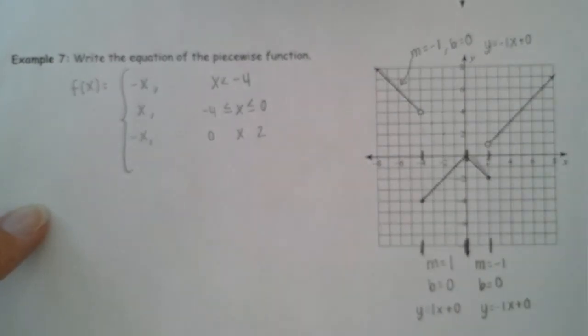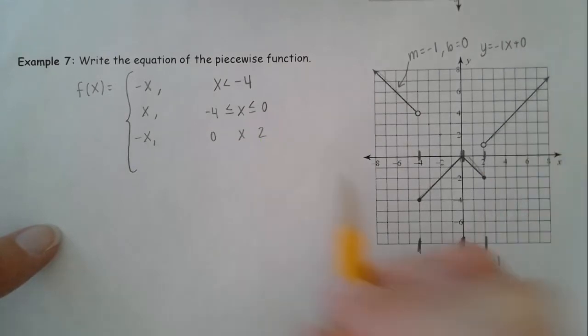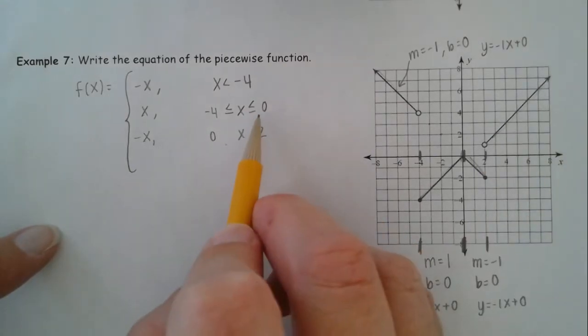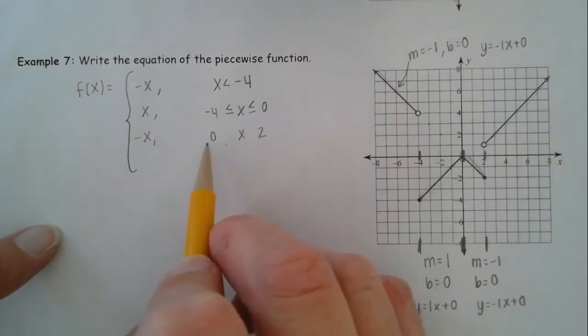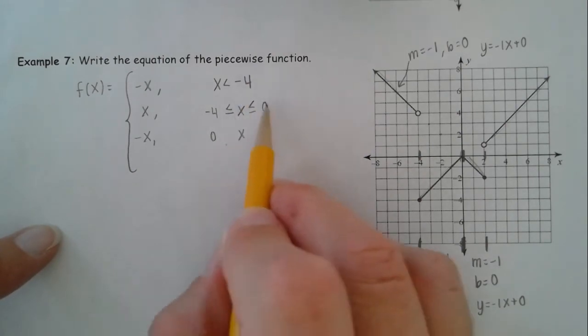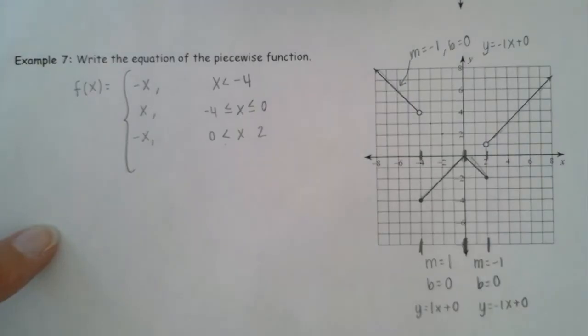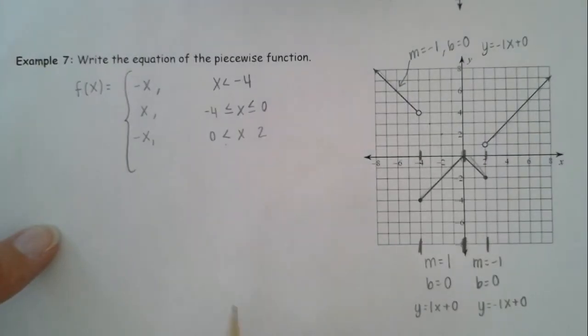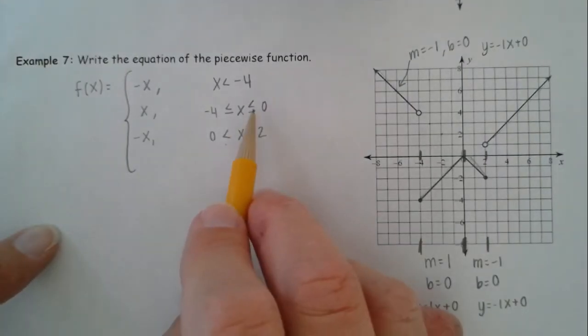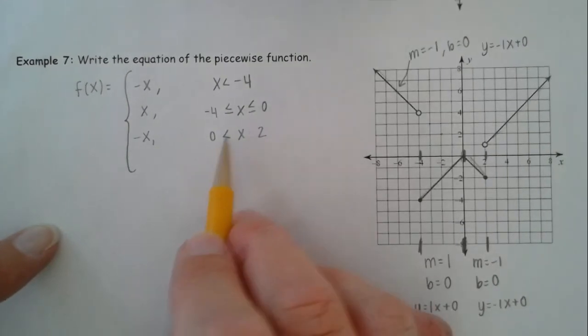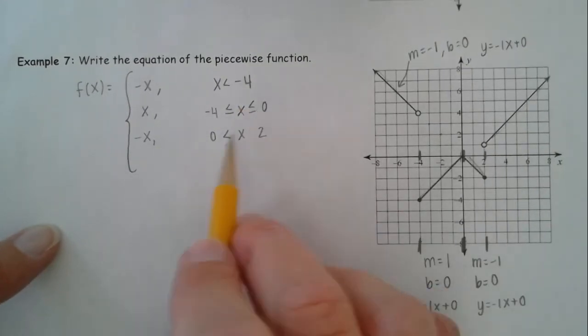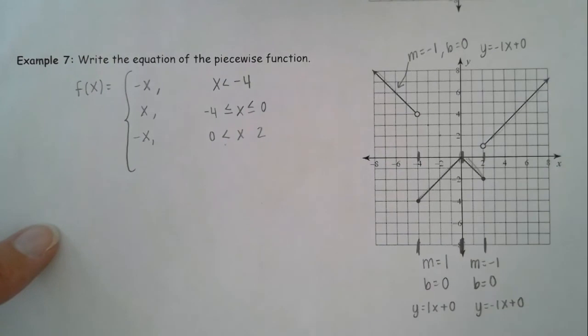But the thing is, when you're writing the equation of piecewise functions that meet at a point, you have to make sure that the point that's shared between the two line segments is included in one but not included in the other. If you include it in both, that would mean it wouldn't pass the vertical line test and it wouldn't be a function. So I'm going to choose to include it here and not here, but that could also be swapped. You could choose to not include it here and just include it here. It really doesn't make a difference.